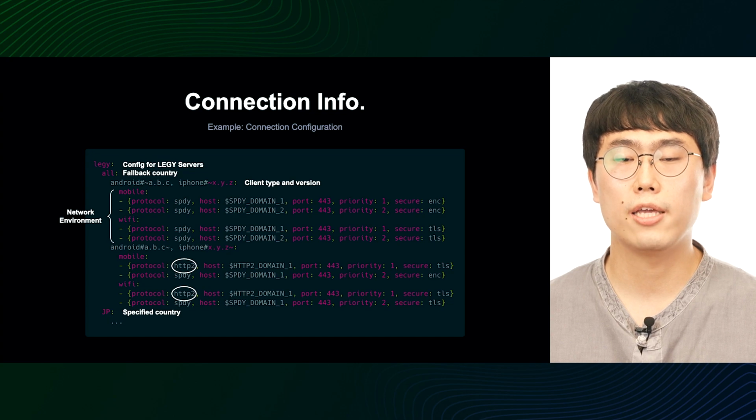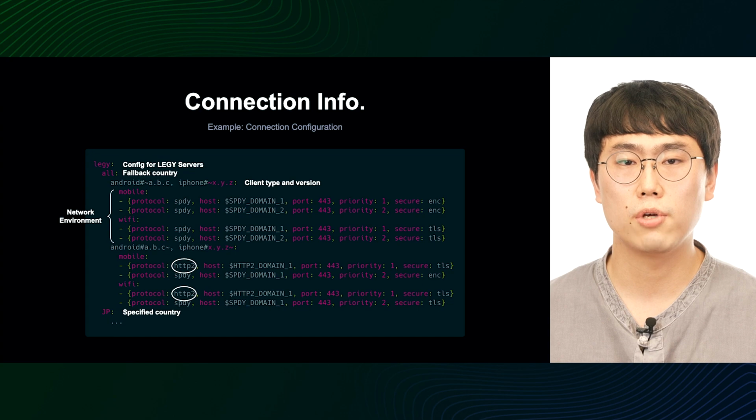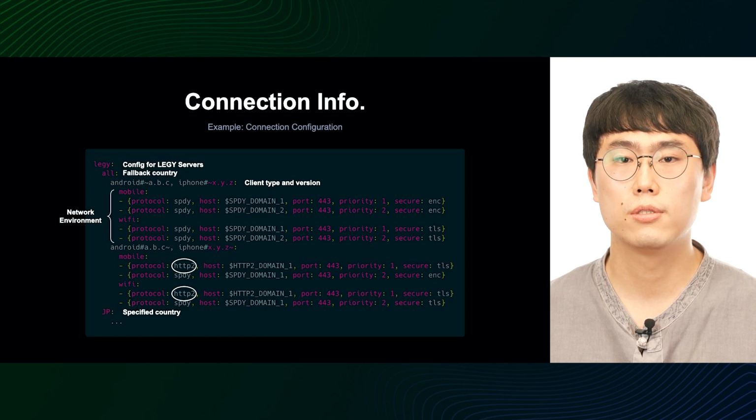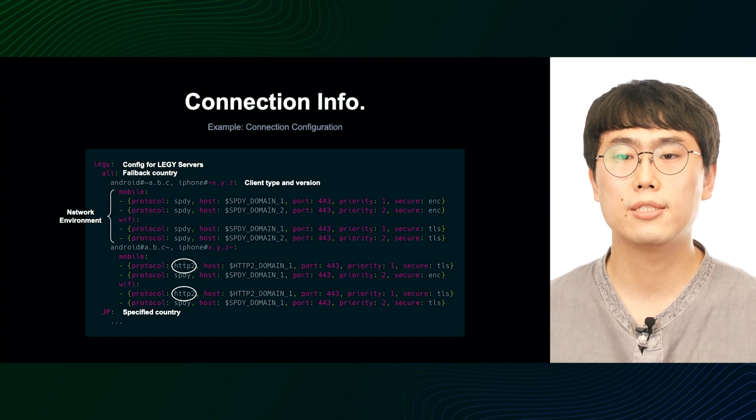Android and iPhone clients after specific versions are configured to use HTTP2 as the primary protocol. We can disable HTTP2 entirely by replacing this field to SPDY.